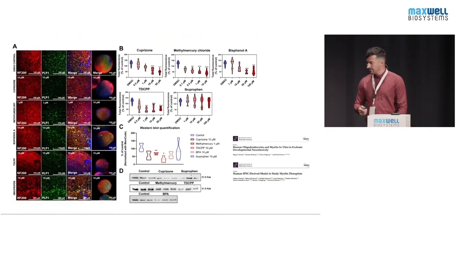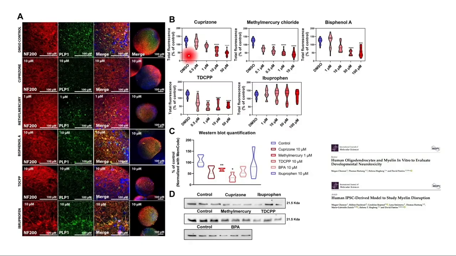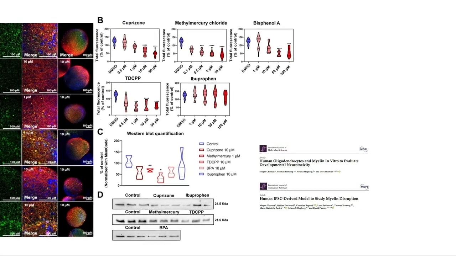Another application, before going to the MaxWell, is the use for myelin quantification. We have an assay on myelin disruption. This has already been published, so if you're interested, there are two publications. Basically, we use the model to quantify myelin, and then we do different treatments with compounds that have the potential to produce developmental neurotoxicity, and we quantify by this model. This can also be applied to other diseases related to demyelination or myelin disruption.